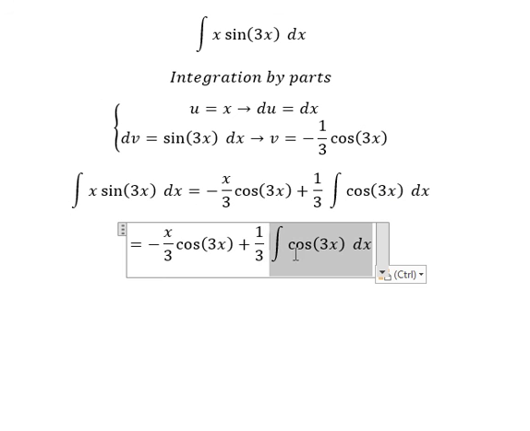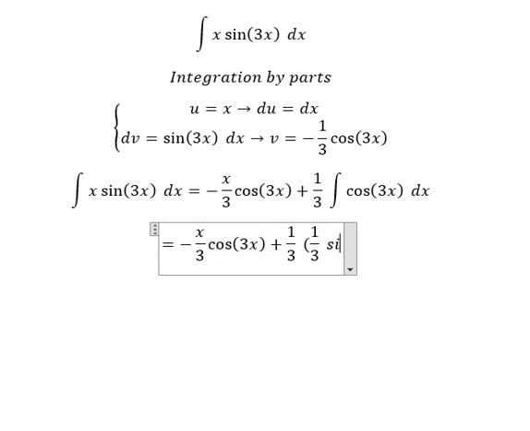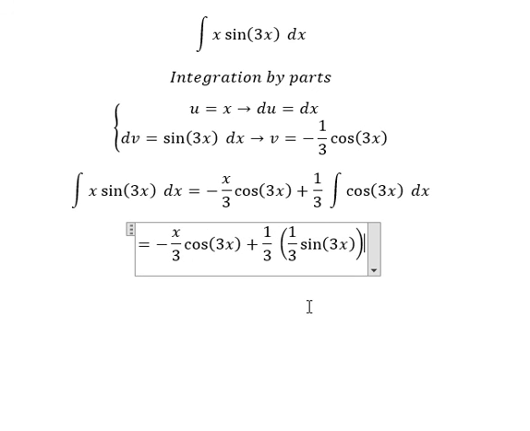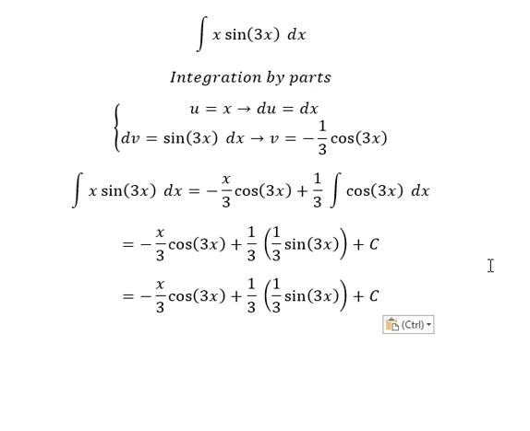So the integration of this one, we have 1 over 3 sine 3s, and I will put plus C. So 3 times 3, we have 9.